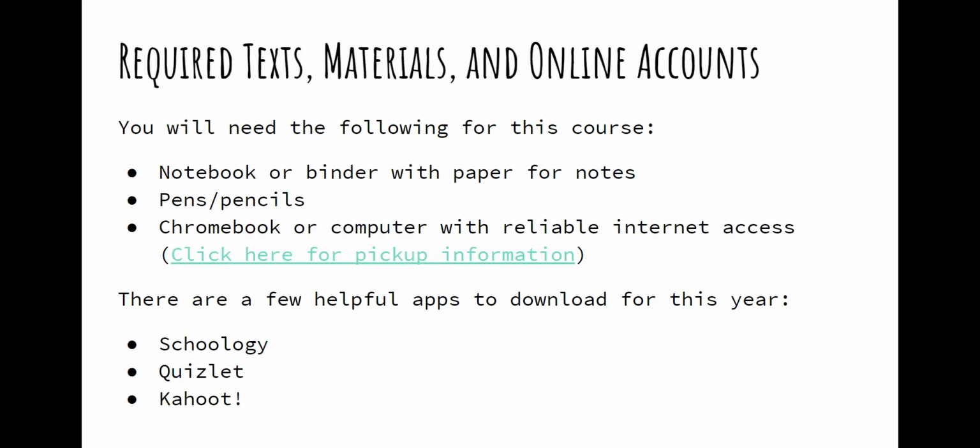Students don't need a whole lot of stuff for class this year. They need something to take notes in. That can be a notebook or a binder, pens or pencils, as well as a Chromebook from school. They don't need a school Chromebook if you have a laptop or a computer at home, but the school Chromebooks come loaded with all the required plugins for Chrome like Cami, which makes everything really easy. There's also a few helpful apps to download this year, Schoology so they can get notifications right to their phone, Quizlet for virtual flashcards that I provide for them, and Kahoot to play review games.